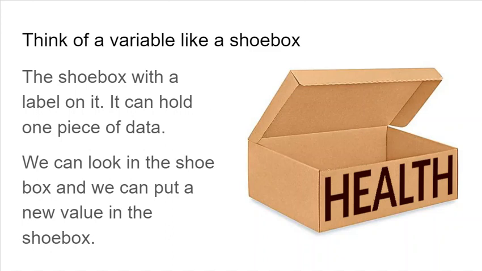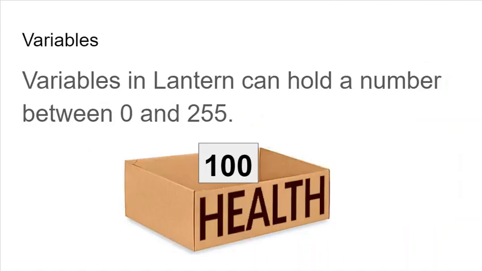So if we had a variable called health, and we wanted our health to be 100, we would just put the number 100 in that shoebox. Now, variables in Lantern's programming language are very simple. It's just an 8-bit system, so values of variables can only be between 0 up to and including 255. We can't have numbers bigger than 255, although if you really needed that, I could show you how to chain two of these variables together to make a 16-bit number that would go up to 65,535, 64K. But that's kind of a fringe case.